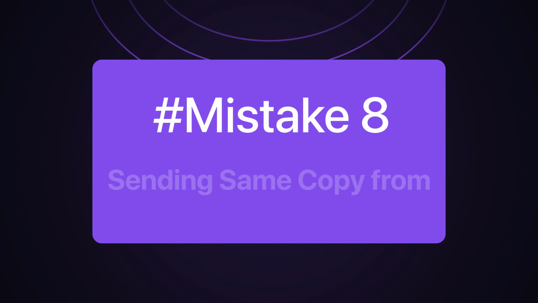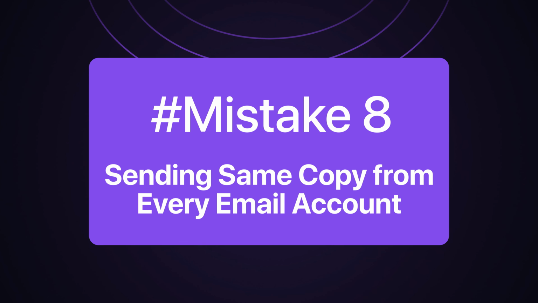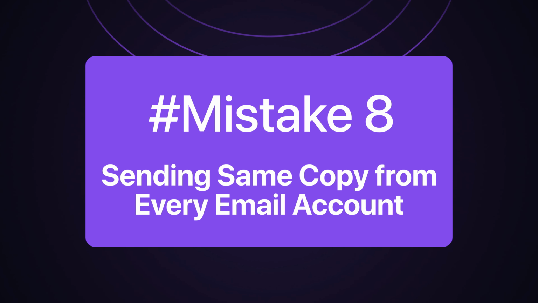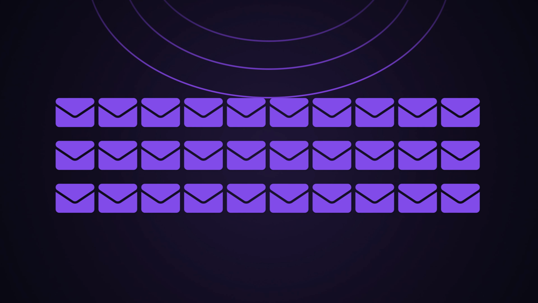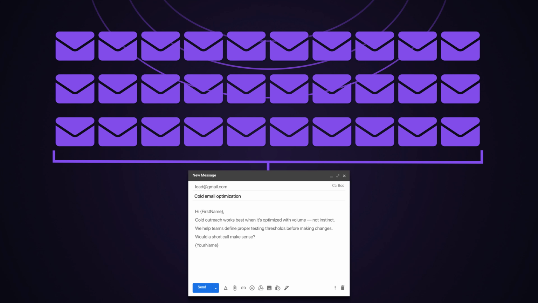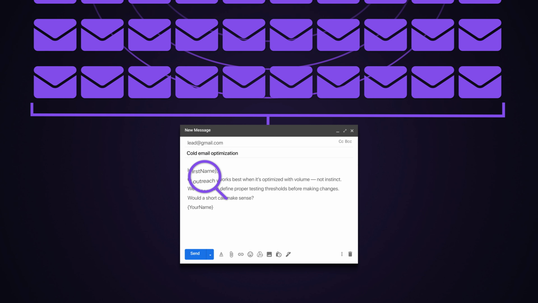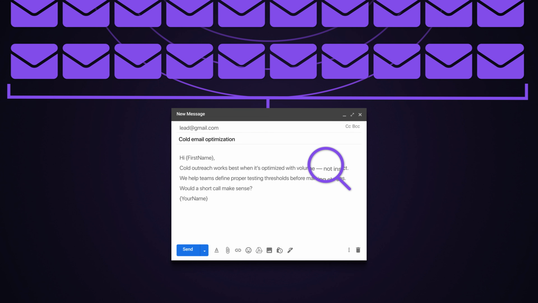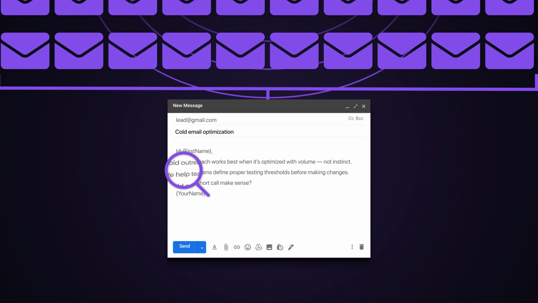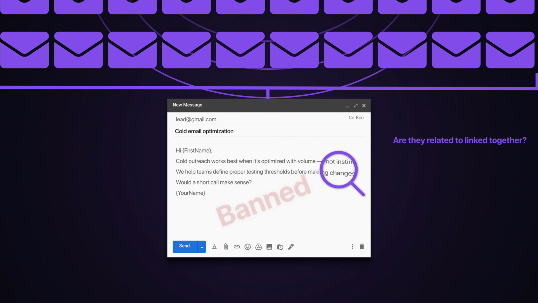Now, point number 8, something that you need to be very, very careful of is sending the same copy from every email account. Let's say you have 30 different email accounts and you're using the exact same copy to send from each email. Well, the AI tools have gotten so good at identifying spam, it's going to quickly correlate. Hey, we see these 20 to 30 email addresses sending the exact same copy. Are they linked together? You're going to get banned doing that.